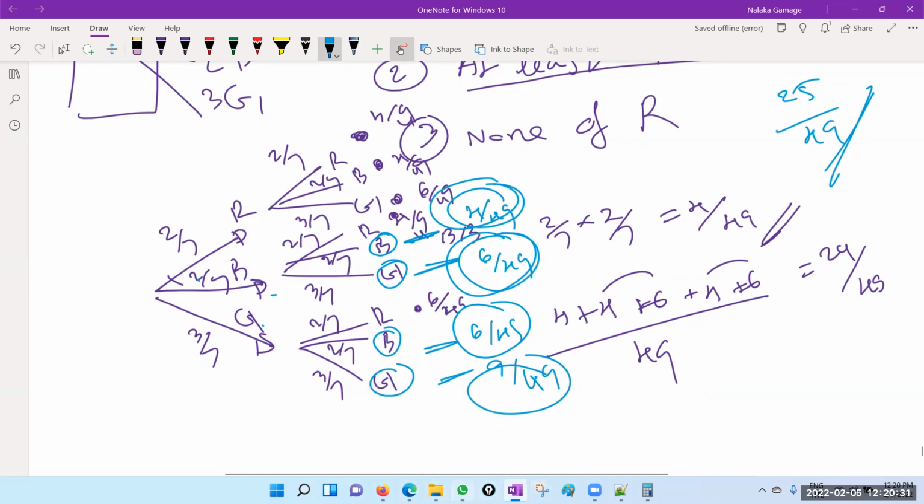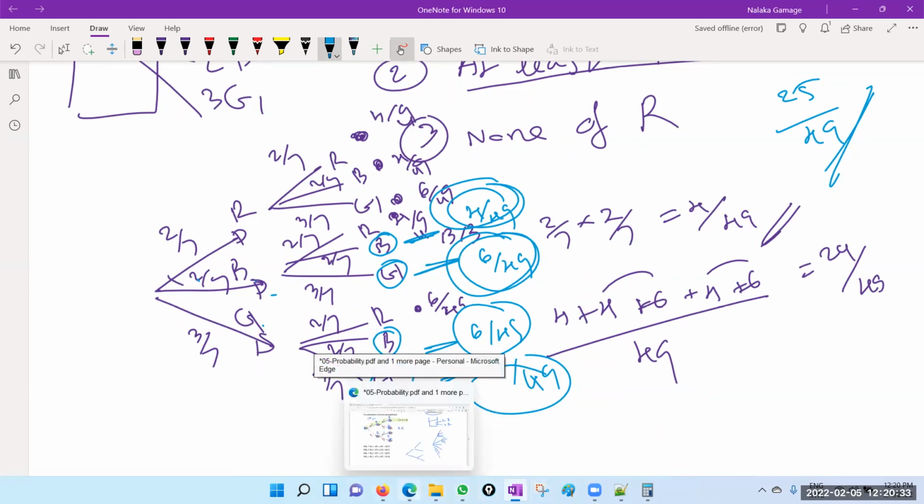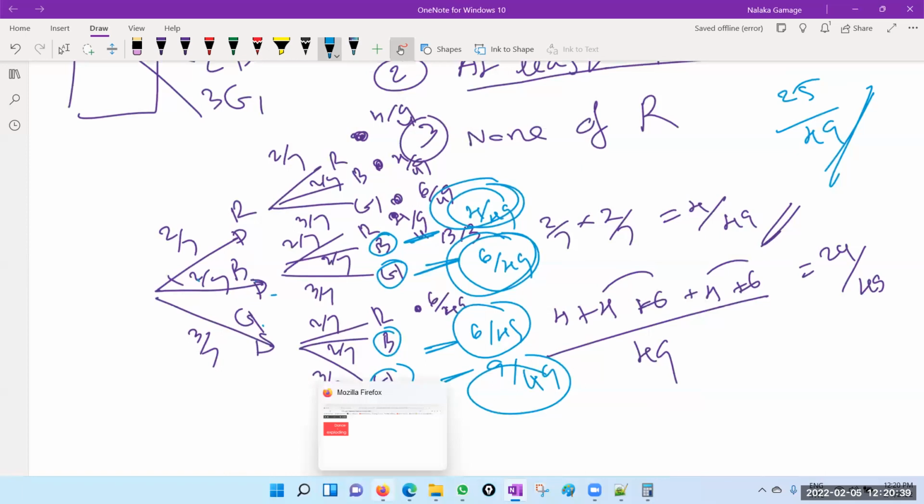Right, so that is independent event. Okay, so you will get a lot of questions. Of course, you don't get a lot of questions in probability. Mostly you get only 2 or 3 questions. But those questions will be mostly either independent events or mutually exclusive or both together.